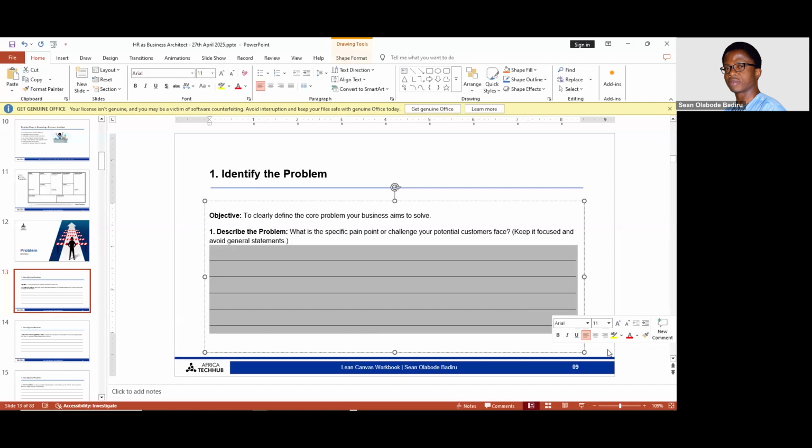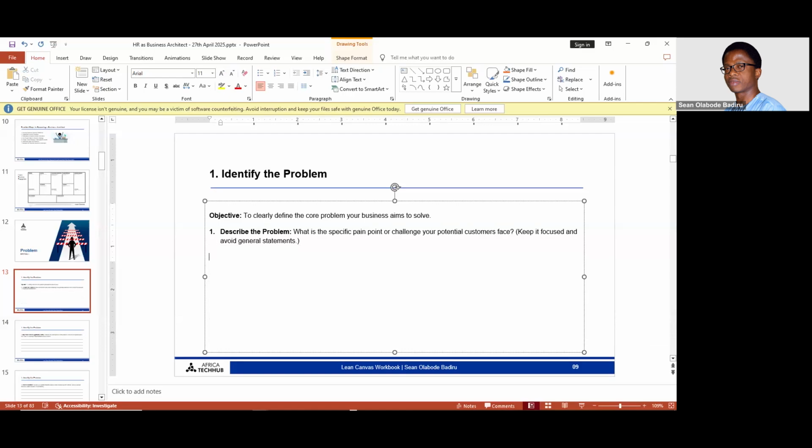Let's look at a small business owner struggling to efficiently track... What can we use now? We're trying to create a problem now. Maybe a small business owner struggling to efficiently track and manage employees' time, leading to payroll errors and wasted administrative hours. I think that sounds more like a problem statement.